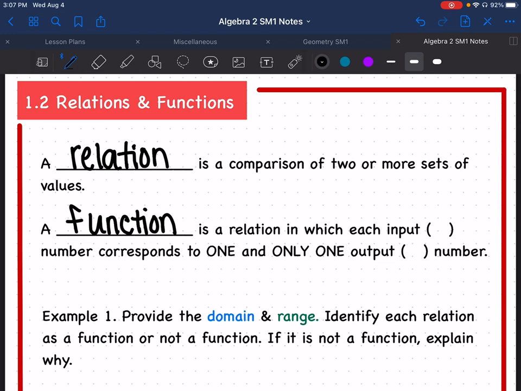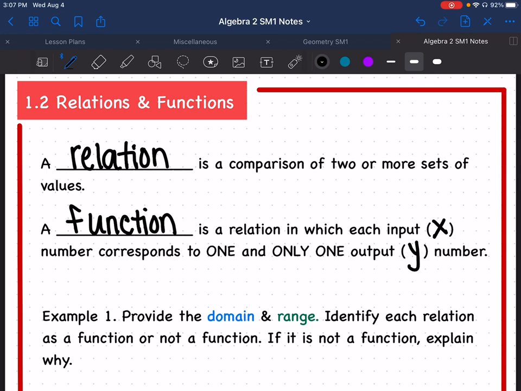is a relation where each input, remember my inputs are my x's, corresponds to one and only one output, my y number. So my x cannot repeat. If my x goes to more than one y, or I see two of my x's, then I am not a function. I'm a relation, but I'm not a function.